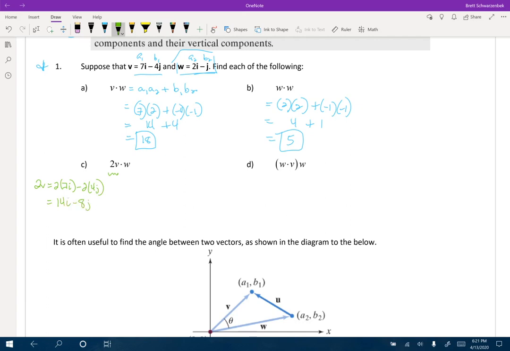So then what do they want you to do? They want you to take that vector and do the dot product with w up here. So in that scenario, our a1 would be 14, which is right here, and our a2 would again be 2. We would add our b1, which in that scenario would be right here and be -8, and our b2 is once again our -1, which is sitting right here. So we are going to end up with 28 plus 8, which is 36. Okay, let's do one more.